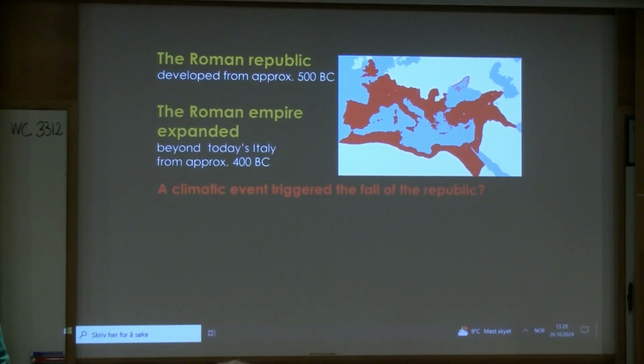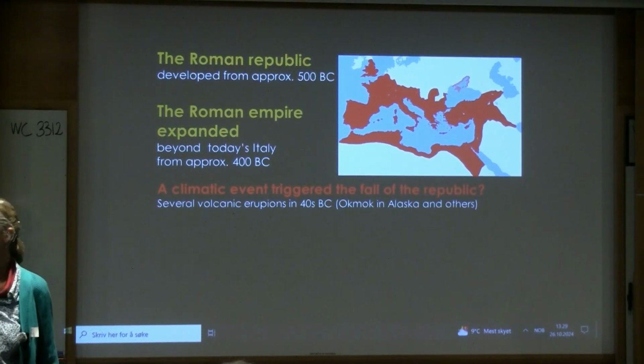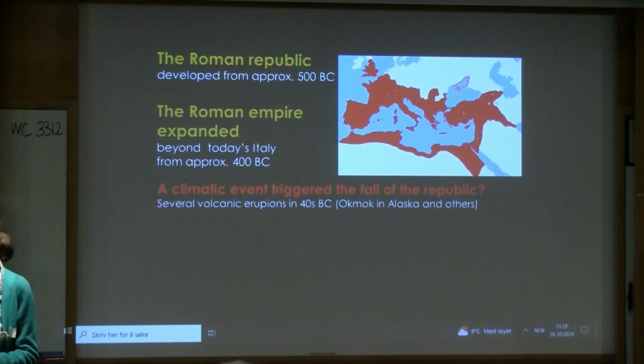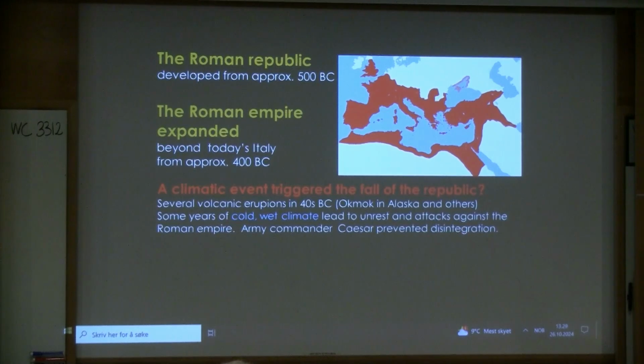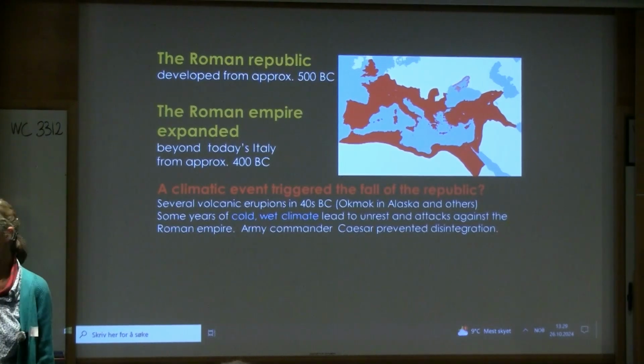But there are a couple of small climate events from this period that are interesting. Did climate events cause the fall of the Roman Republic? Some historians think they did. There were several volcanic eruptions in the 40s BC. They know for certain about one in Alaska, the Okmok volcano, but also others. And some years of cold and wet climate followed. It led to unrest and attacks against the Roman Empire.